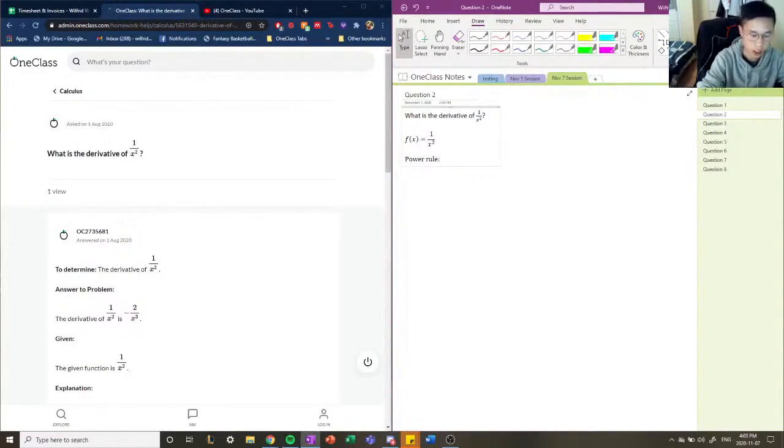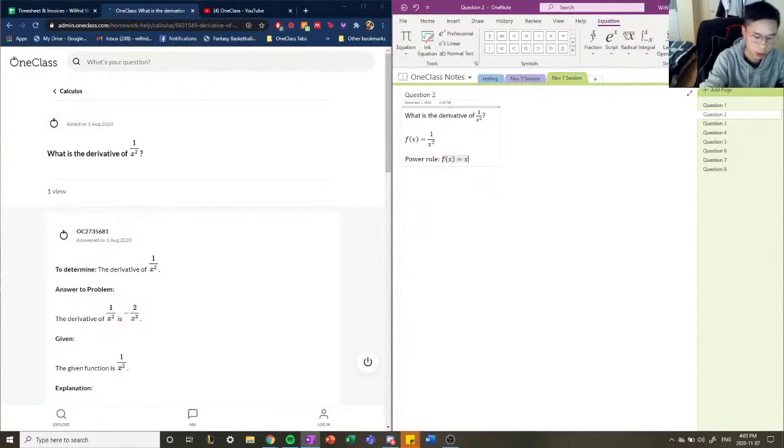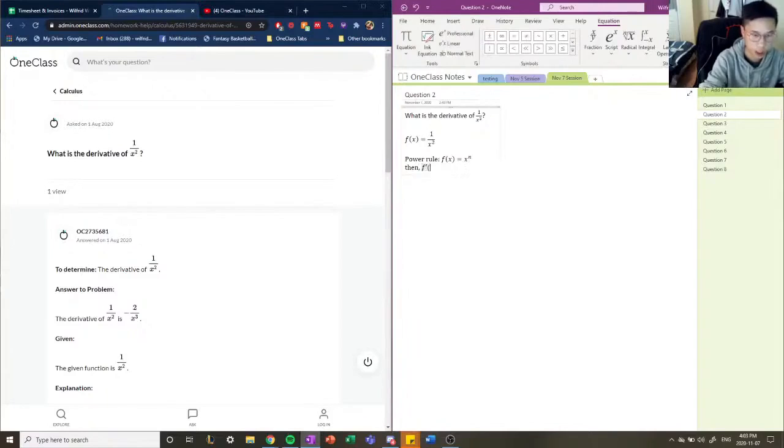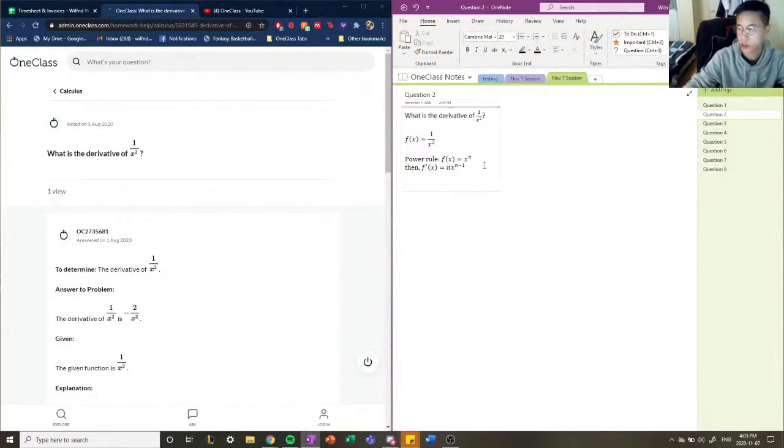be described as such. So let's say that f of x equals x to the power of n. Okay. So if our f of x equals that, then f prime of x equals n times x to the power of n minus 1. Okay, so this is what the power rule describes.